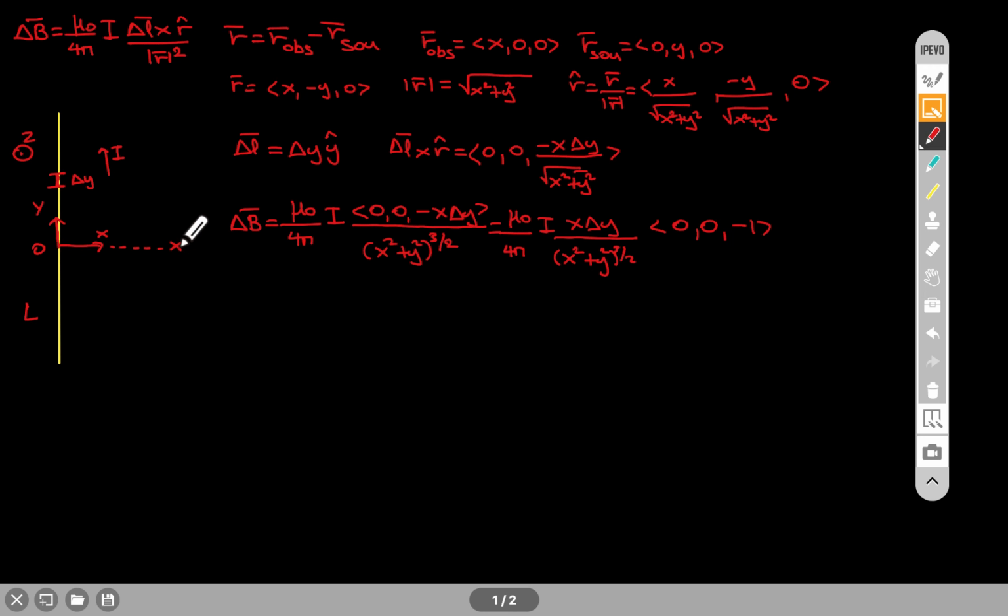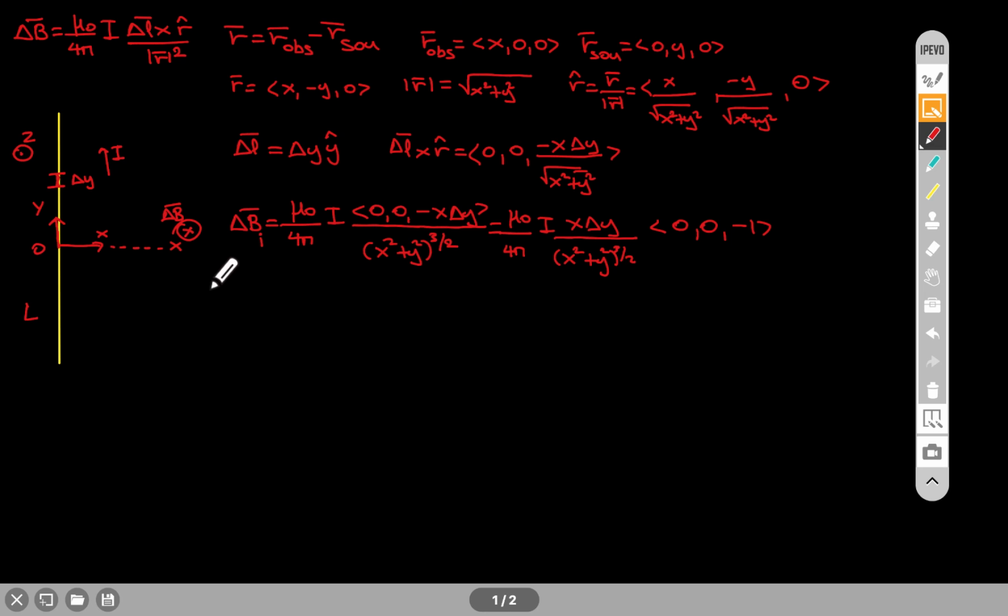So at the observation location, the fact that everything here is a positive number and this points in the negative z direction, with the positive z going out of the board, this means that delta B is a vector that goes into the board. Now this is the small magnetic field that the short piece of wire here creates at the observation location.